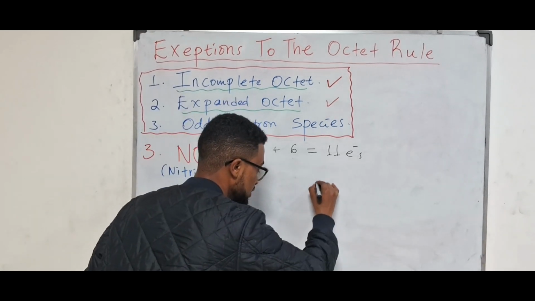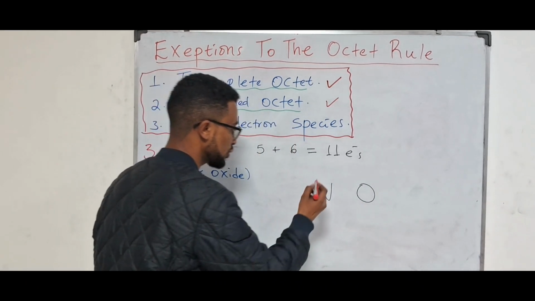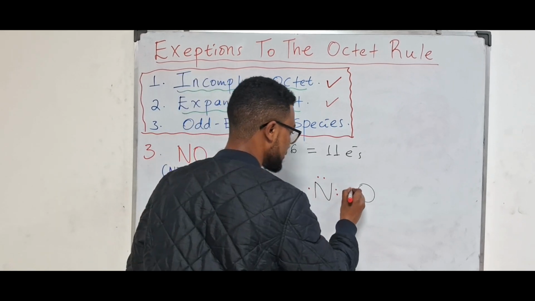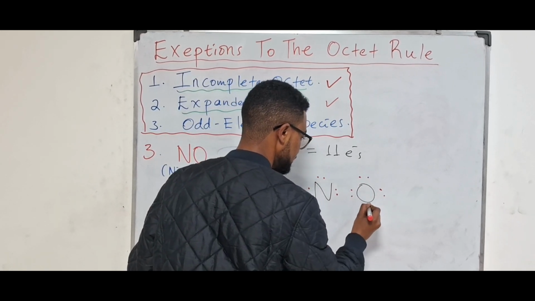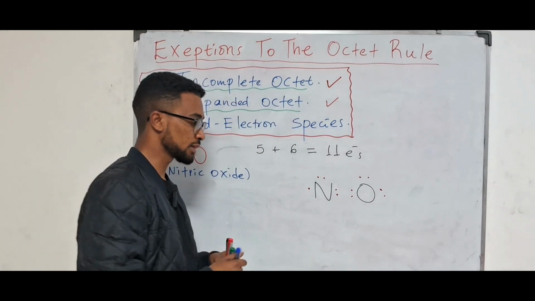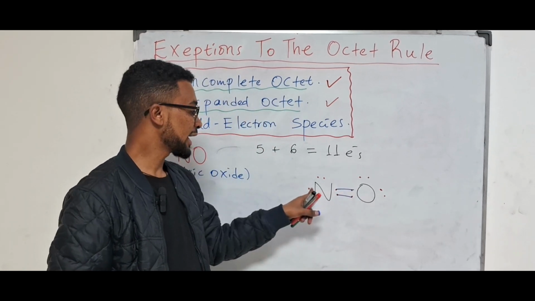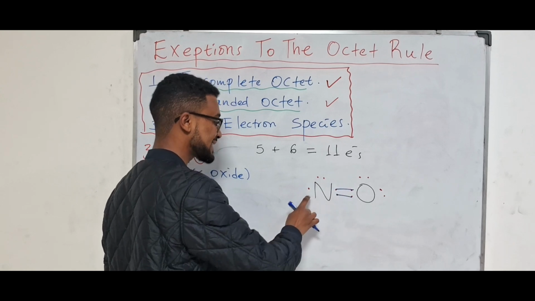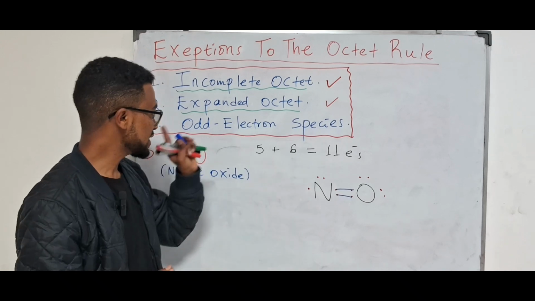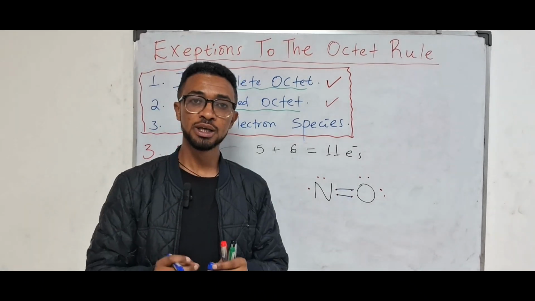Let's check. Let's draw nitrogen and oxygen separately. How many valence electrons do we have in nitrogen? We have 5, and in oxygen we have 6. Now let's make bonds and try to make them stable. They will make a double bond. Now, as you can see, oxygen is stable, but nitrogen has 1, 2, 3, 4, 5, 6, and 7. So nitrogen has an odd number of electrons. Such substances, or odd electron species, are also exceptions to the octet rule.